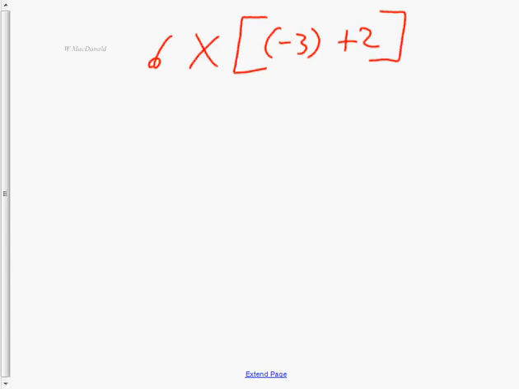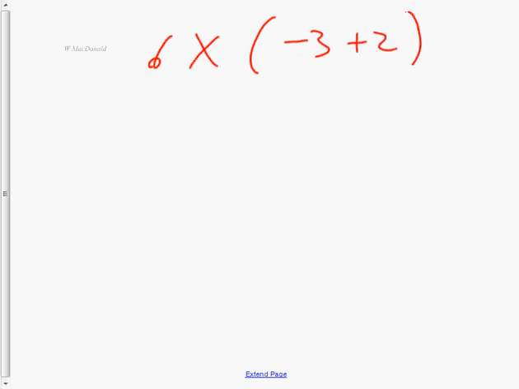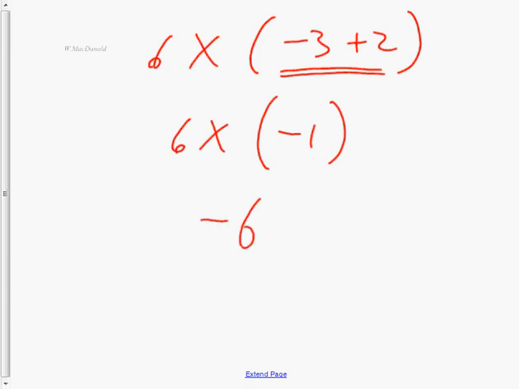I could have actually written it like this. Round bracket, negative 3 plus 2. I would be able to avoid square brackets because really that first integer doesn't require brackets. So I'm just going to rewrite it like that. So 6 multiplied by is going to be my second step because the bracket says solve this. 3 negatives plus 2 positives is 1 negative. 6 times negative 1 is negative 6.